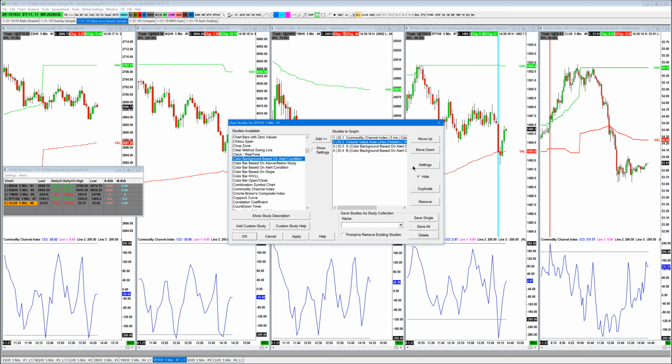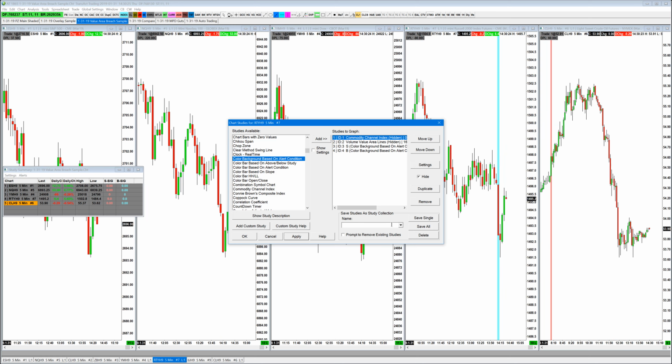So all I'd have to do is hide the volume value area lines if I don't care about them either. Hide the CCI, push apply. Okay, these charts are all linked by study, so they all go away for me. And now I just get the condition. It's just a cleaner chart. I don't have to look at all that other stuff. Maybe I got a couple other conditions I'm looking for too.